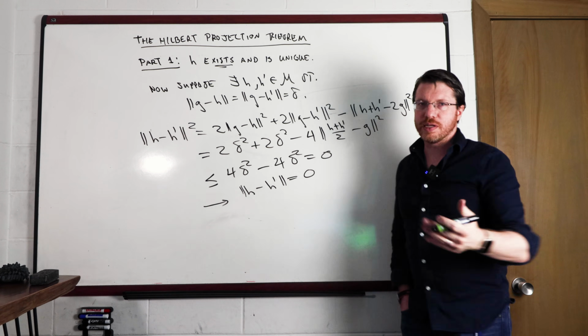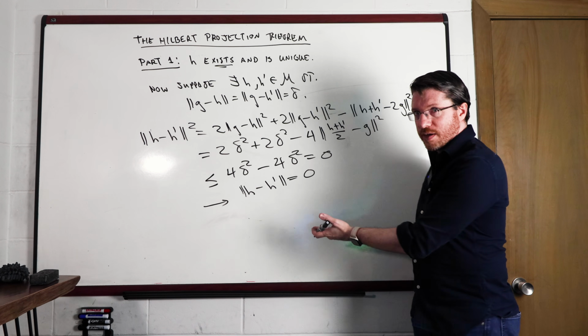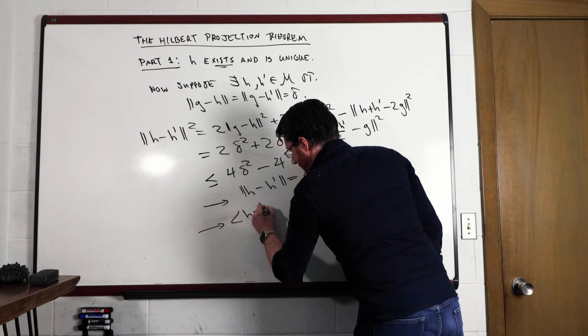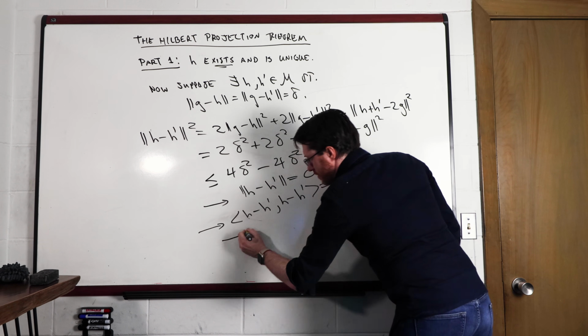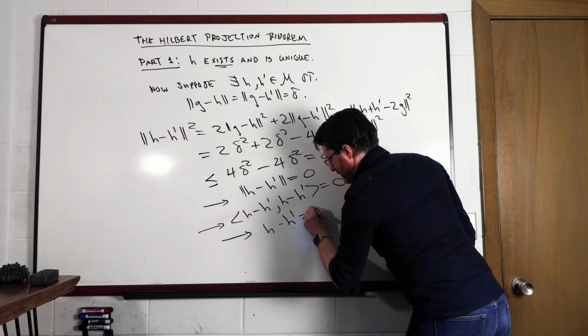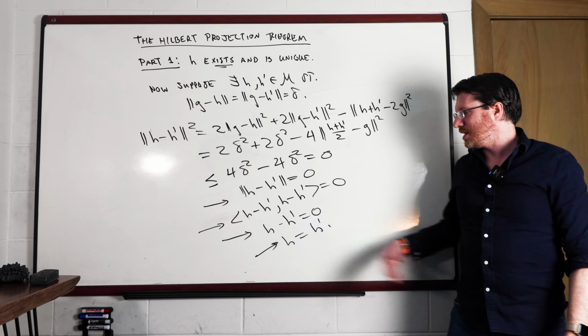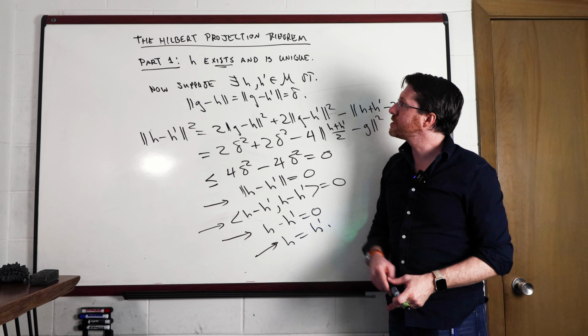We haven't really talked much about the metric space properties of this norm yet, but even if you're not convinced by that, this basically means that the inner product of H minus H prime against H minus H prime is equal to 0, which then means that H minus H prime is equal to 0, which means that H is equal to H prime, right? So there you go. H is equal to H prime, and we win. We get uniqueness out of this.